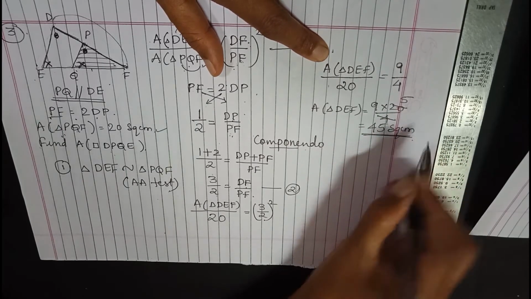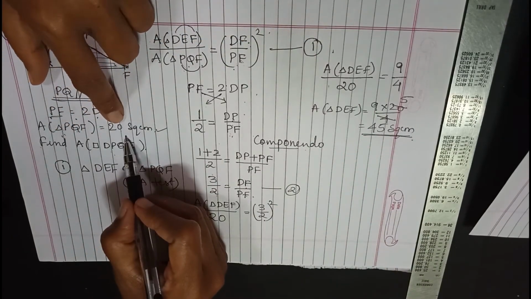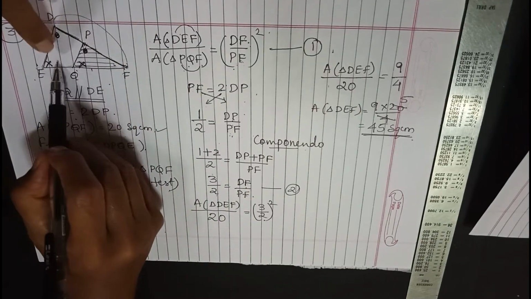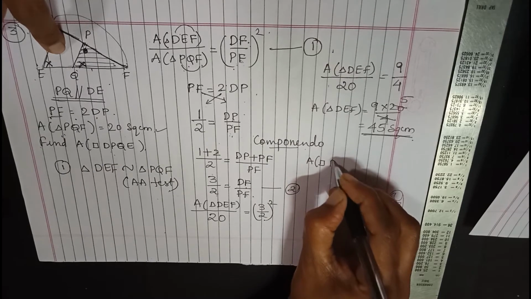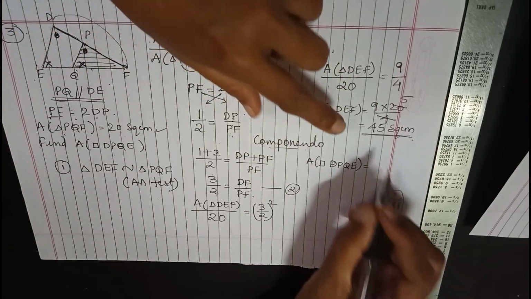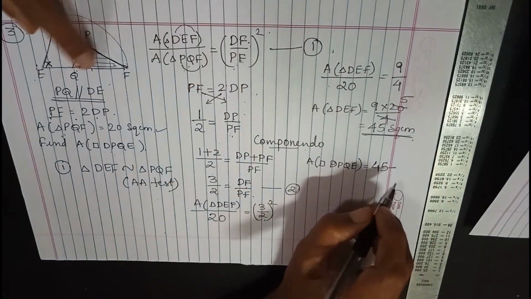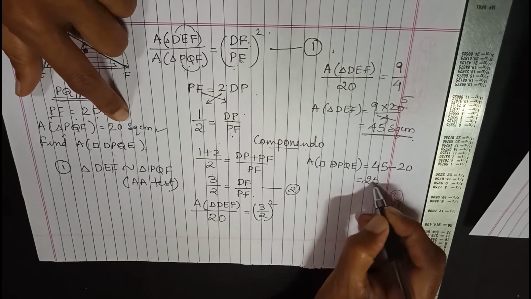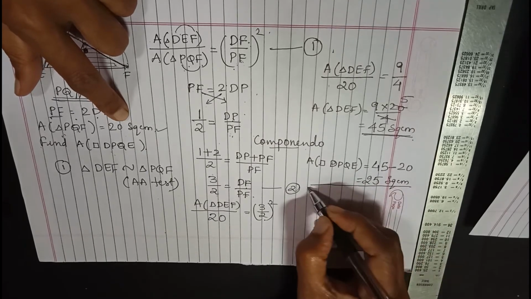Now you can see since the triangle is bigger, the area is also more. The triangle was small, the area is 20. So now I got areas of both the triangles. Now I can find the area of my quadrilateral. Area of my quadrilateral DPQE will be equal to area of the bigger triangle, which is 45, minus area of the smaller triangle, which is 20, and I get my answer as 25 square centimeters.